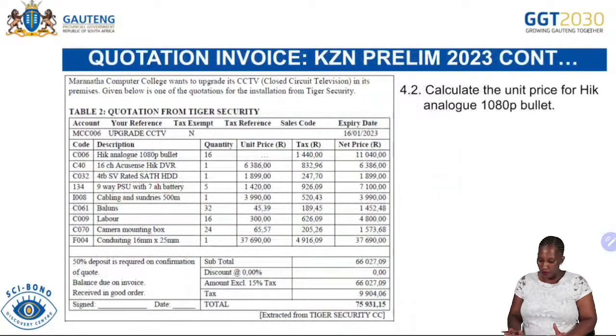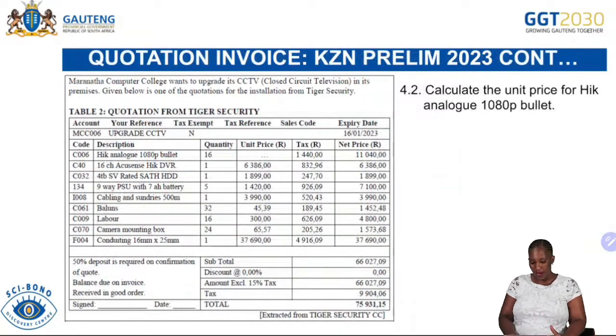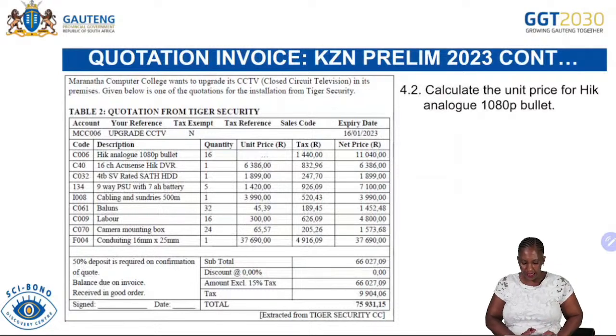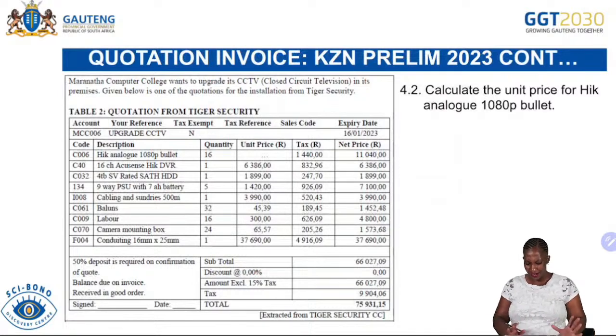doing. Now, boys and girls, we are almost out of time, but let me just quickly complete this slide and then we'll continue in the next session. But for now, let me just wrap up nicely so that you understand how to answer these questions when it comes to the quotations or invoice. How are these financial documents examinable? And then it says calculate the unit price of HIK analog 1080p bullet.